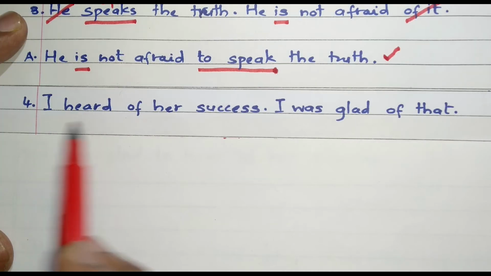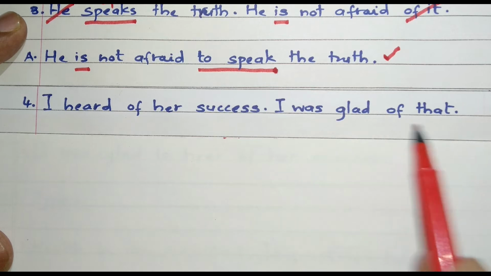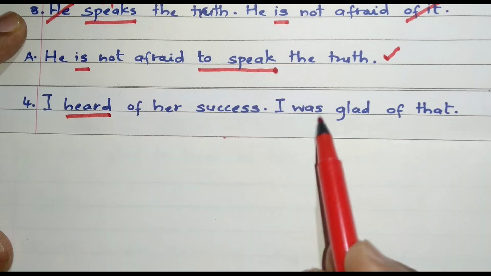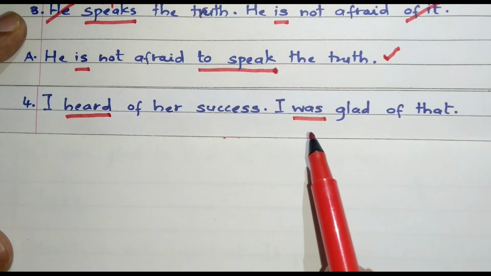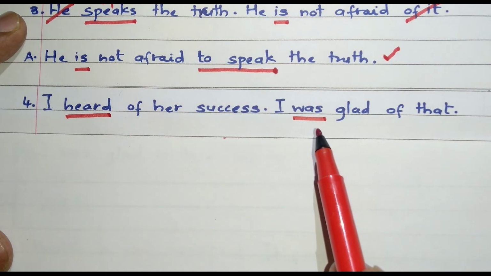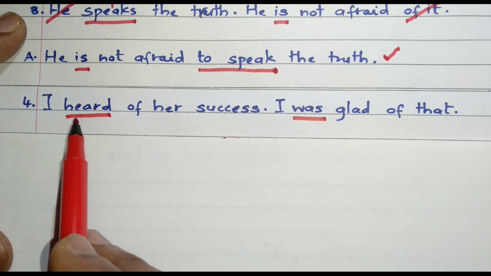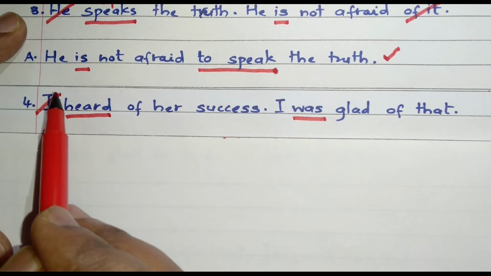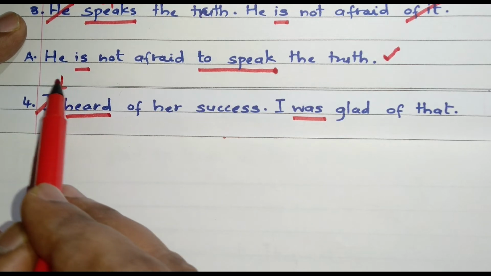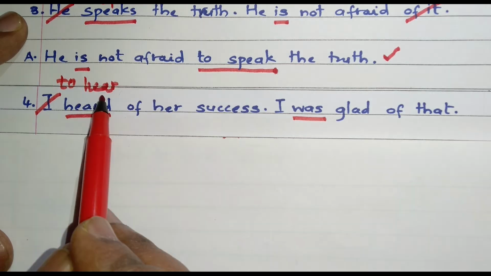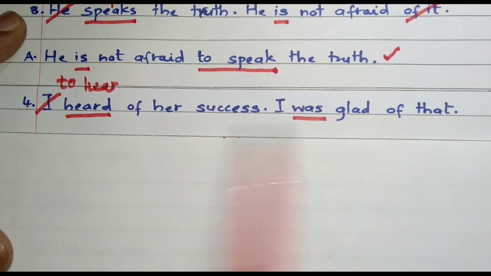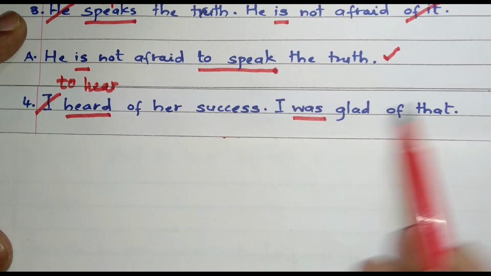Next example, I heard of her success. I was glad of that. Heard is the finite verb in the first sentence. Was is the finite verb in the second sentence. Now here, heard is the action verb. So therefore, I'll remove this I, the subject, and replace it with to. So therefore, the answer will be, I was glad to hear of her success.